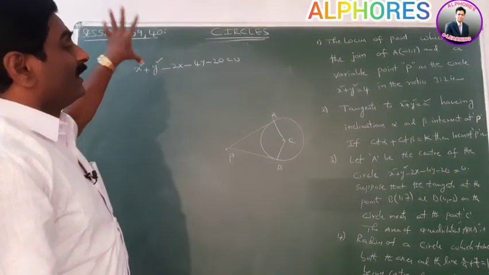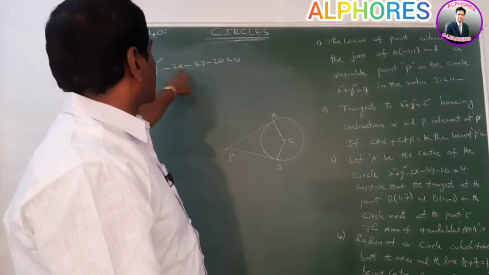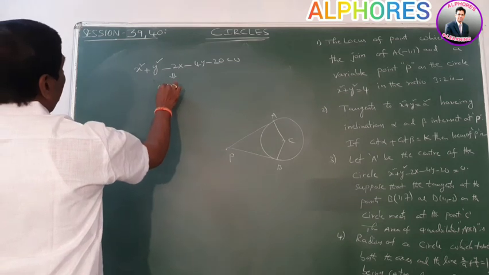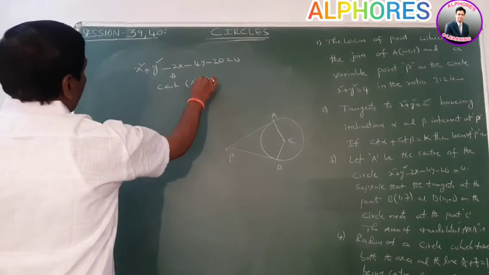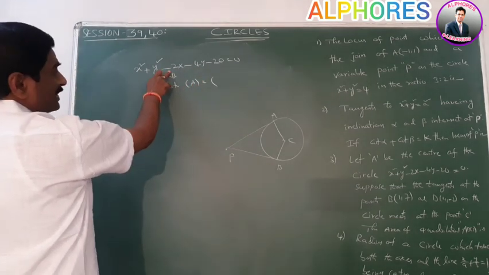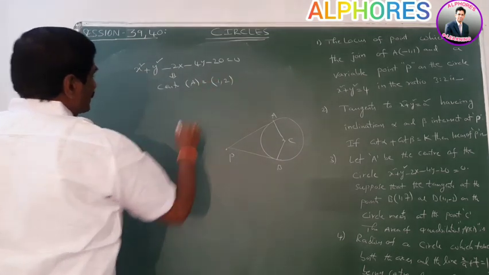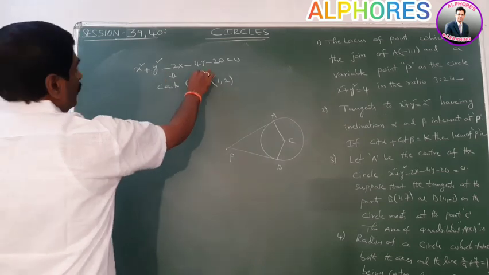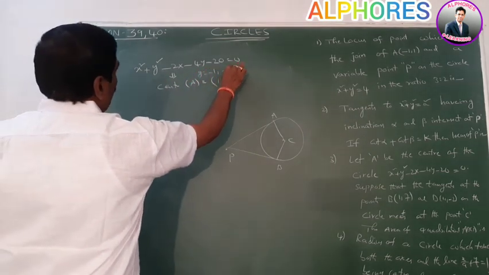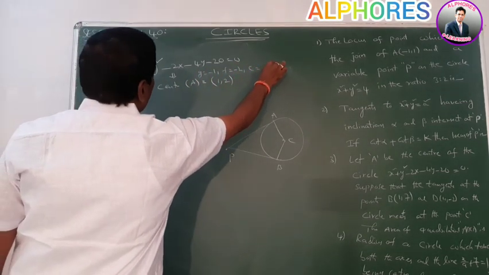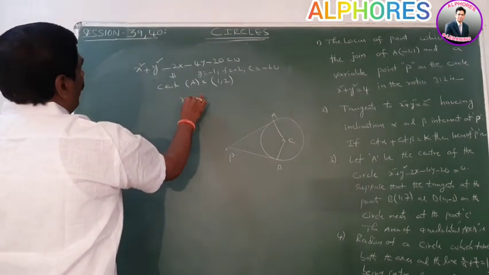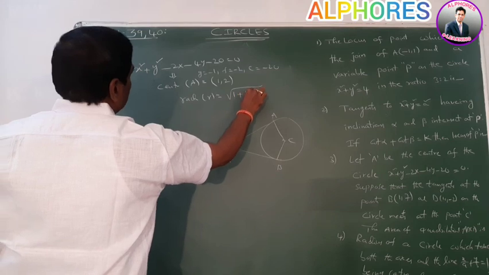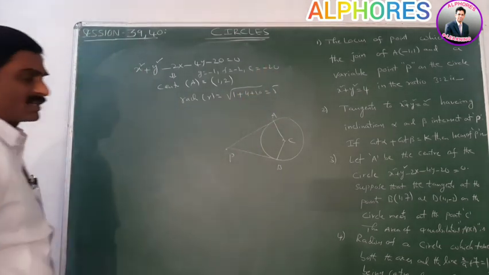In the same way, here the circle equation is x square plus y square minus 2x minus 4y minus 20 is equal to 0, and the center of the circle is denoted by capital A. Center is equal to minus g, minus f. Here minus 2g is equal to minus 2, so g is equal to minus 1, f is equal to minus 2, c is equal to minus 20. The center of the circle is (1, 2). The radius R is equal to root of g square plus f square minus c, that is 1 plus 4 plus 20, which is equal to 5. The radius of the circle is 5.